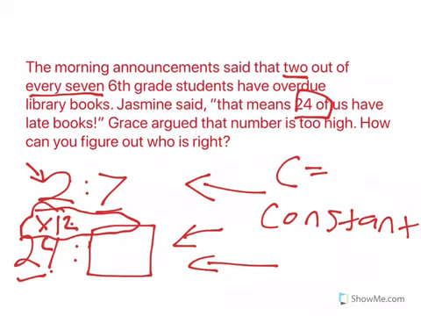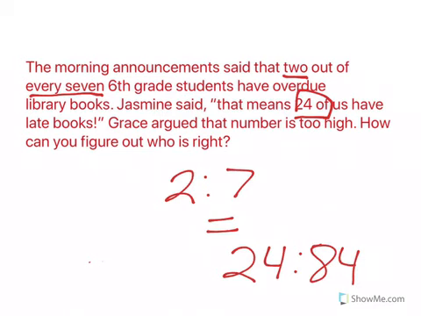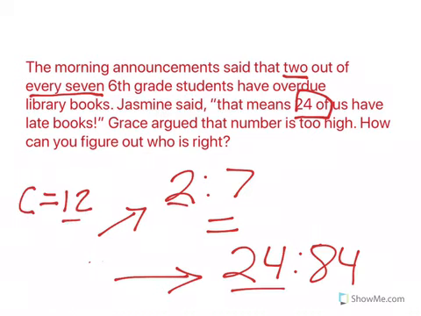If we multiply one of the quantities in the first ratio, we've got to multiply the other quantity. So 2 times 12 is 24. In that case, we'd have to also do 7 times 12, which would be, let's see, 7 times 10 is 70. 7 times 2 is 14. 70 and 14 is 84. Meaning the ratio 2 to 7 is equivalent to the ratio 24 to 84. And the constant is 12, because we multiplied 2 times 12 to get 24. We multiplied 7 times 12 to get 84.